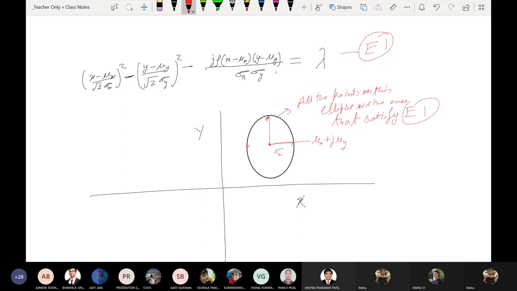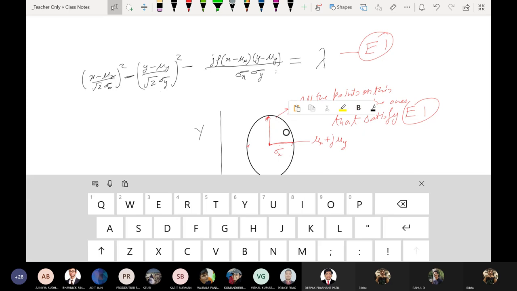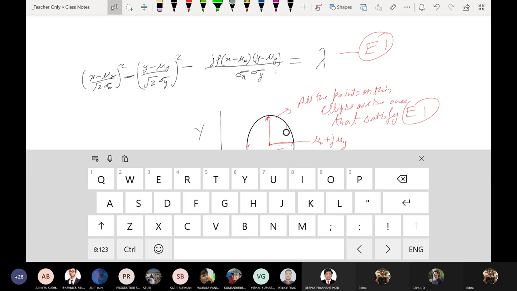This will be sigma y. And actually, this ellipse will be slightly rotated. I have skipped a step, so I'll rotate this a bit. Okay, so basically the imaginary part is rotating the ellipse. No. The imaginary part is this. So the correlation rotates the ellipse.